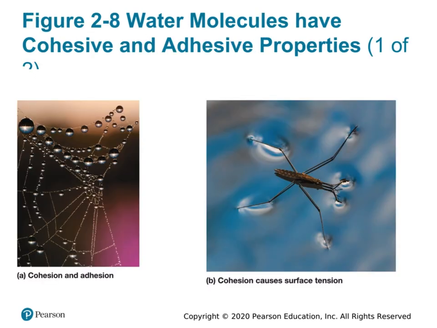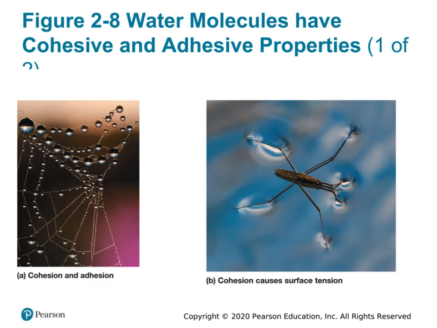Here we can see both cohesion and adhesion in the image on the left. The cohesion is the water molecules sticking to each other to create larger water molecules, or droplets. The adhesion is the water molecules sticking to the spider's web.